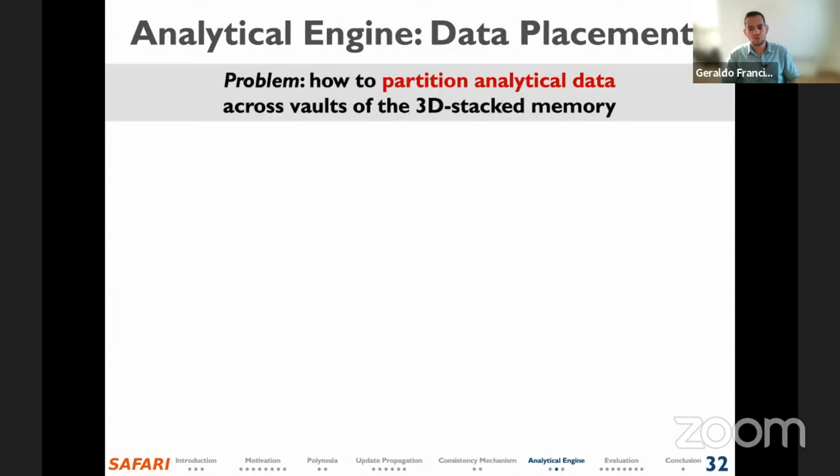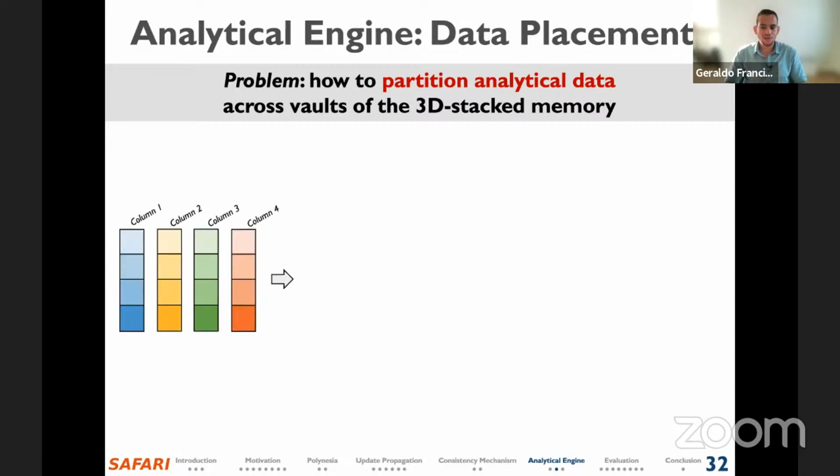The main problem related to data placement is how to partition analytical data across the varying number of vaults in the 3D stacked memory, since that is going to impact the bandwidth available for the analytical replica and also the area and power available for the PIM cores of the analytical engine. So let's assume, for example, that we want to partition 4 different analytical columns into 4 vaults in our 3D stacked memory. There are three main approaches to do so.